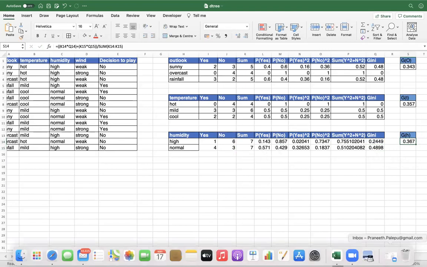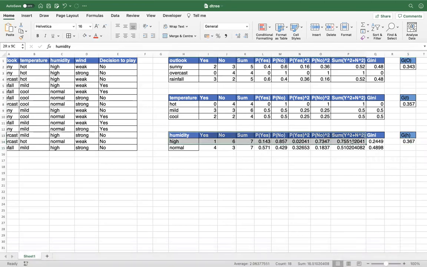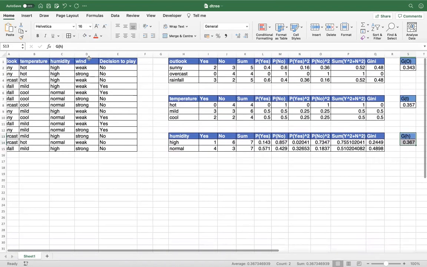0.367. Okay. So which one has the least Gini index so far? Outlook. Still it is outlook. Outlook is still the important factor because we know Gini index is, I don't say a negative indicator, but the lower the Gini, the higher the confidence that we can arrive at a solution, right? Let us do that finally for wind also.